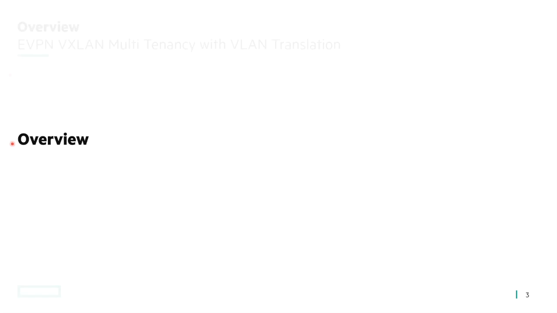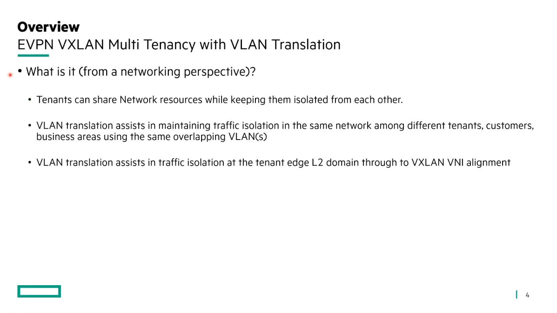The overview. So what is it from a networking perspective? Tenants can share the same network resources, in this case overlapping VLAN numbering schemes, while keeping those tenants isolated from each other. VLAN translation can assist in maintaining traffic isolation on the same VLAN network amongst different tenants, customers' business areas using the same and overlapping VLANs, and thereby isolating traffic at the tenant edge.